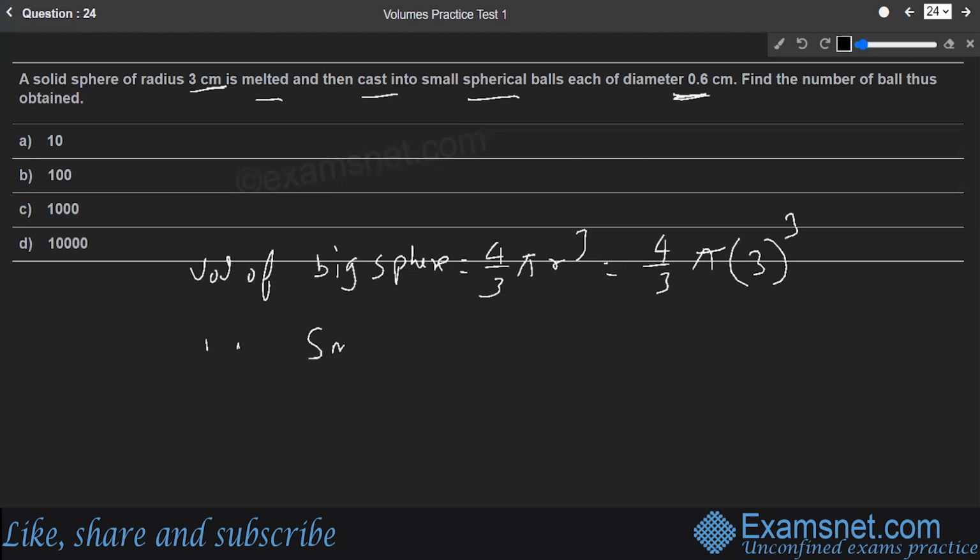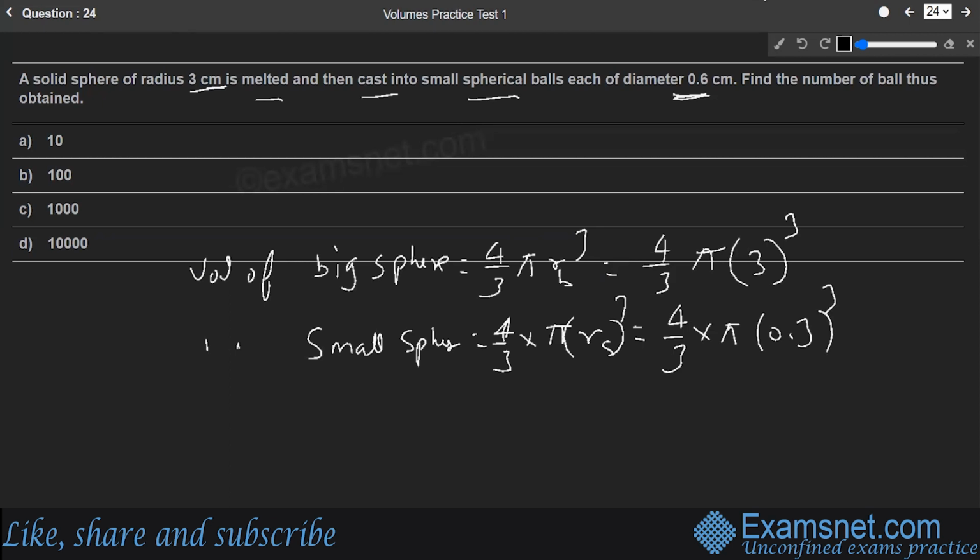Now the volume of the small spheres. Let us find out the volume of the small sphere, that is 4 by 3 into pi again into r small cube, where r big is for the big sphere and r small for the small one. The small radius value is given as 0.3. So 4 by 3 into pi into 0.3 whole cube, this is what it becomes. Okay, now these are the two volumes that we have. Now clearly he says how many such balls can be created. So the number is always given by volume of the big sphere divided by volume of the small sphere. This is what gives us the total number.